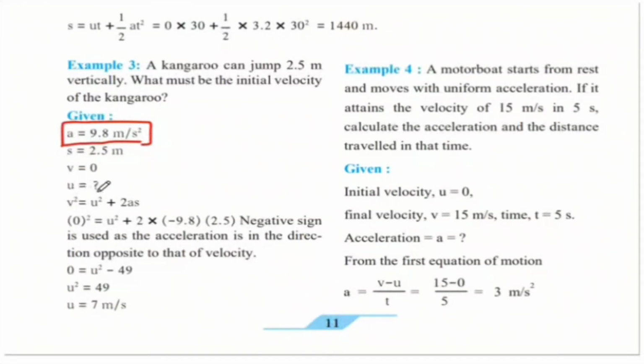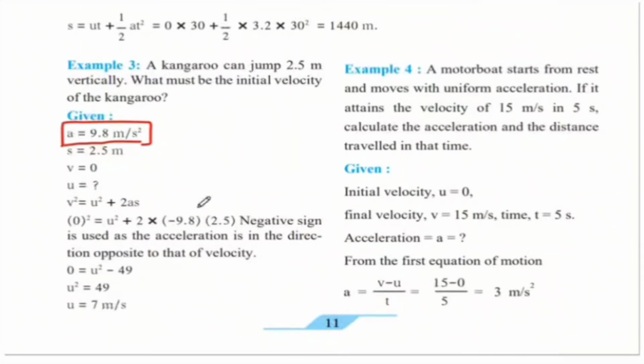We have to find the initial velocity u. So using the equation of motion, we know that v square is equal to u square plus 2as. Once you substitute this, you will get u square as 49, and when you take the square root, you will get u as 7.